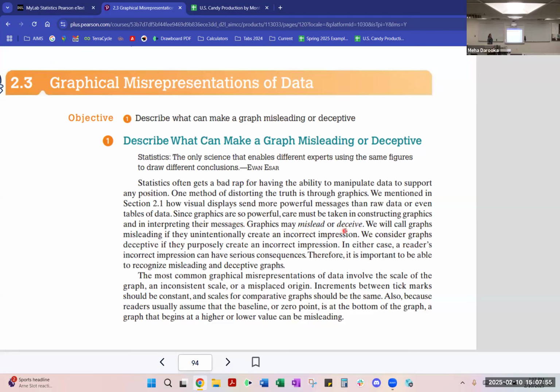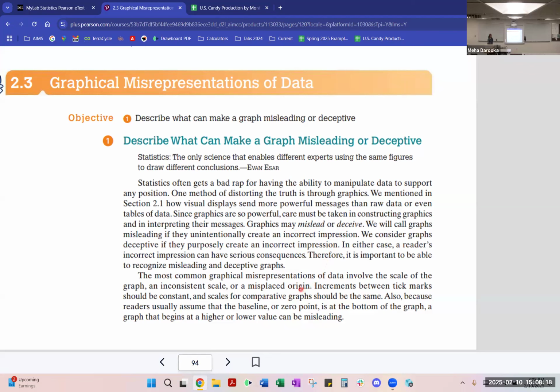Graphics or graphs can mislead or deceive. It can be done unintentionally, and of course, it can be done on purpose. So we need to consider: are we purposely creating an incorrect interpretation by the way we present our graphs?